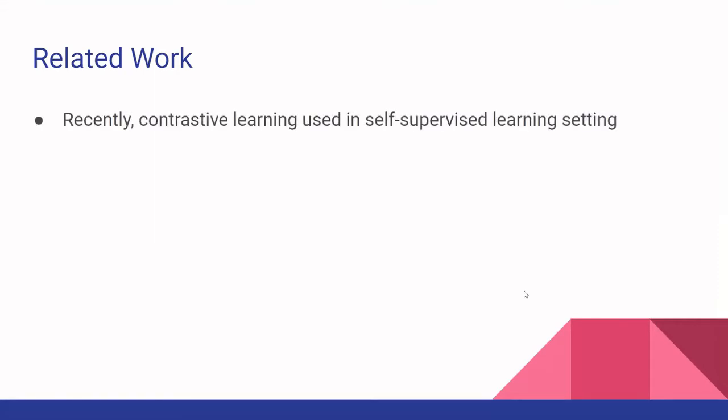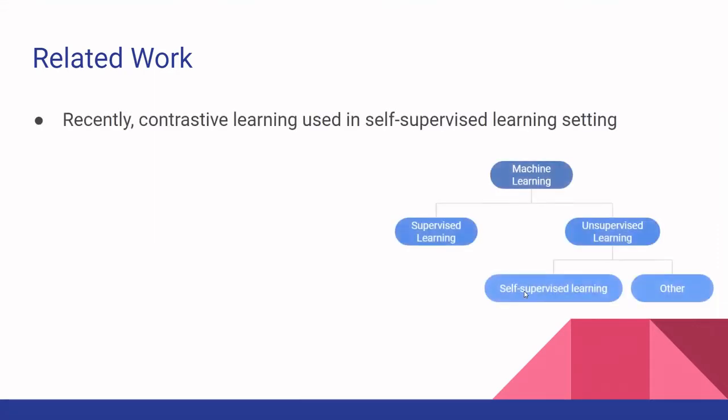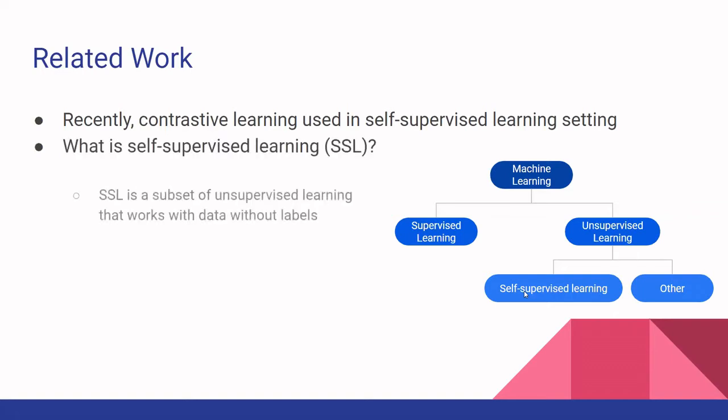So recently, contrastive learning has been used in the self-supervised learning setting. We could think of machine learning being divided up into two categories: supervised learning, where we have a data set where each of the data points have labels, or unsupervised learning, where we have a data set where none of the data points have labels. Self-supervised learning falls under the unsupervised category. So we're dealing with data sets that have no labels.